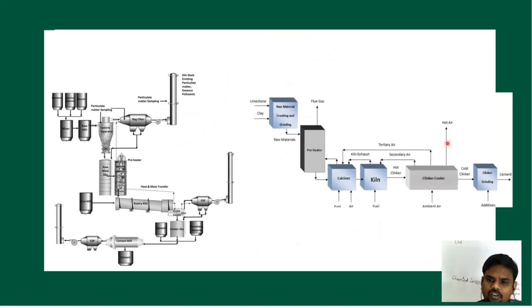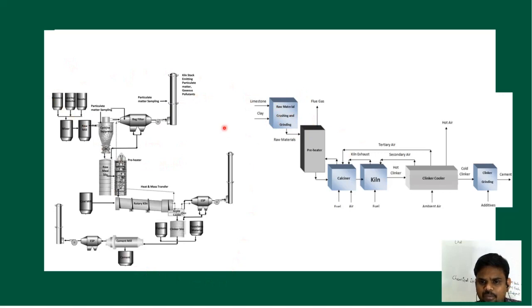Here you should be able to tell me which one is a unit operation, which one is a process flow diagram, and which one is a process block diagram. So what is on the left hand side is the process flow diagram.